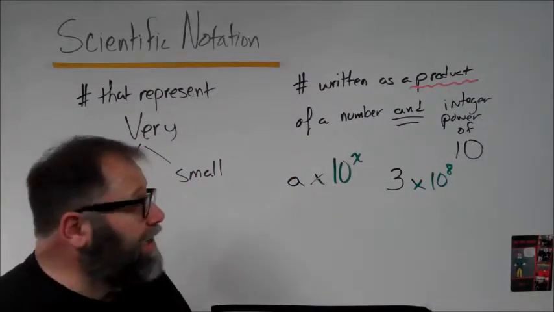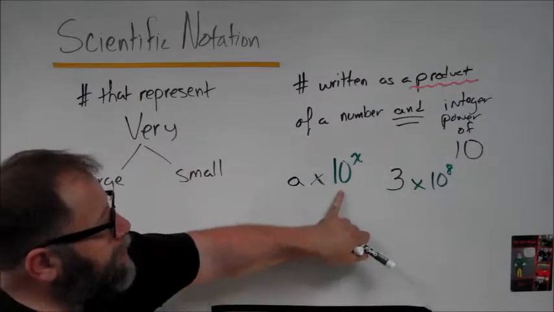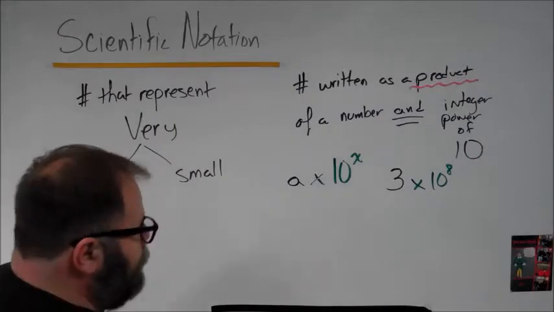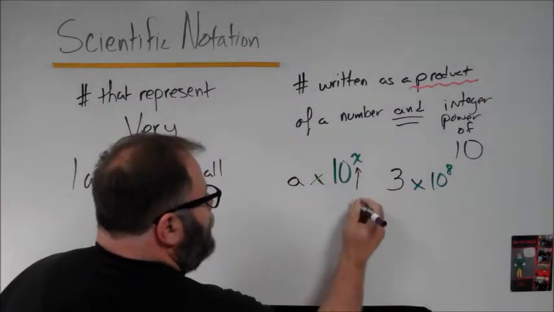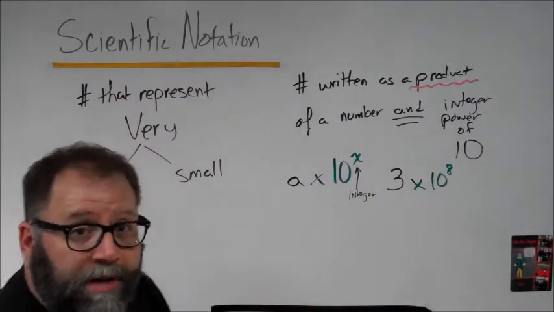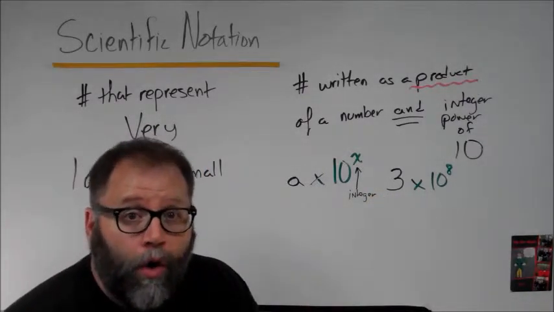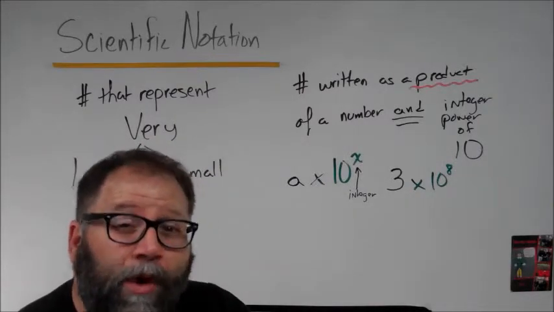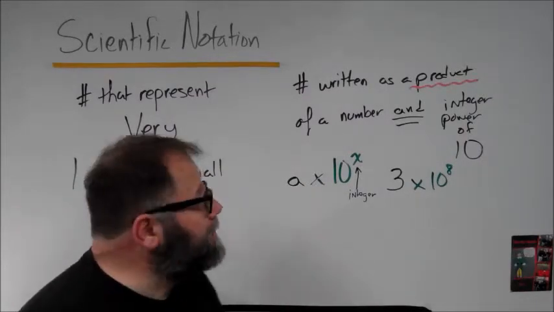Now, there's some rules here, okay? First is, we're always going to do a power of 10. This exponent always has to be an integer, which means a positive or negative whole number. Which means it's a whole number or its opposite. That's what an integer is.